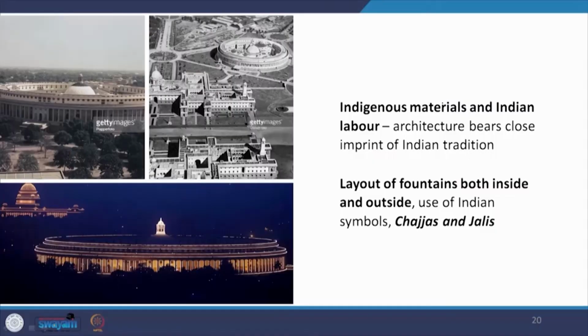Now the layout of the fountains both inside and outside, that is the idea that I mentioned earlier, the use of water bodies. Now this is in the planning of New Delhi. This is the climatic response. Dense greenery and use of water bodies is a very typical climatic response to the composite climatic conditions of North India. We find that in Mughal architecture. We find Mughal emperors using that as a part of their building design, and use of chhajjas and jalis, etc., all of it coming together in these buildings.